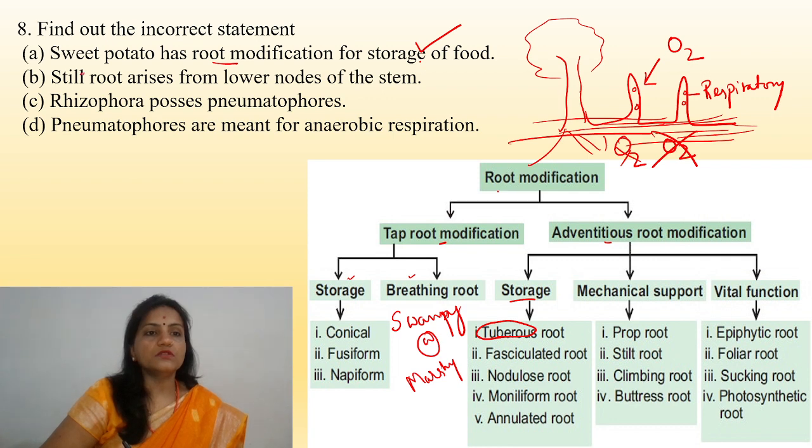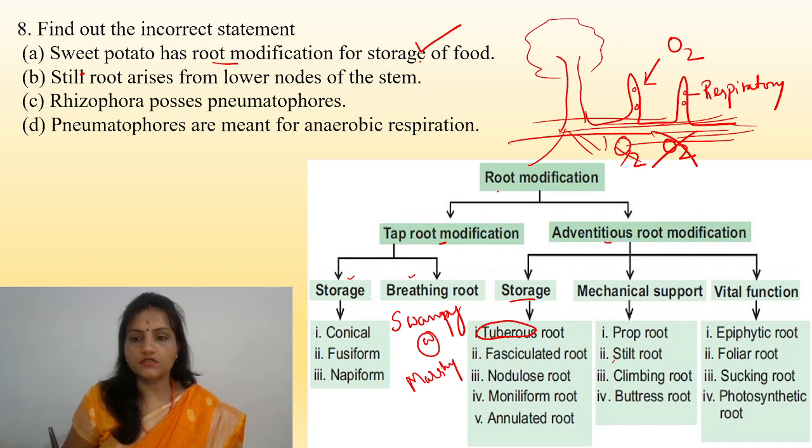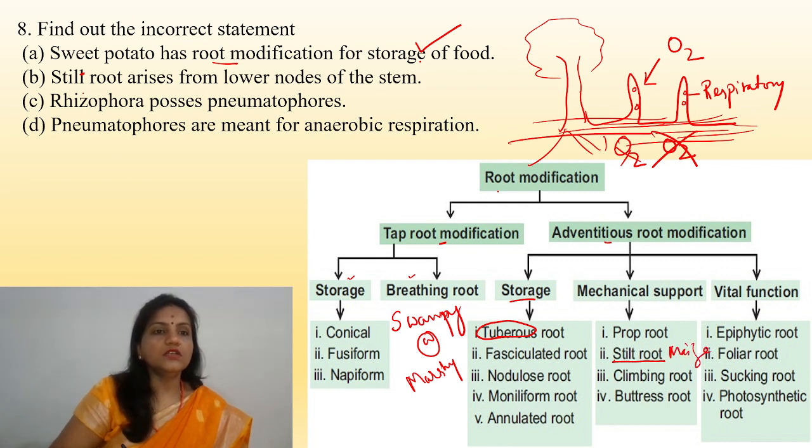Then stilt roots. Stilt root arises from lower nodes of the stem. We have seen in the previous slide stilt roots that we see in case of pandanus and in case of maize. In maize also you find the stilt roots. Stilt roots arise from the lower nodes of the stem. So this is correct. Rhizophora possess pneumatophores.